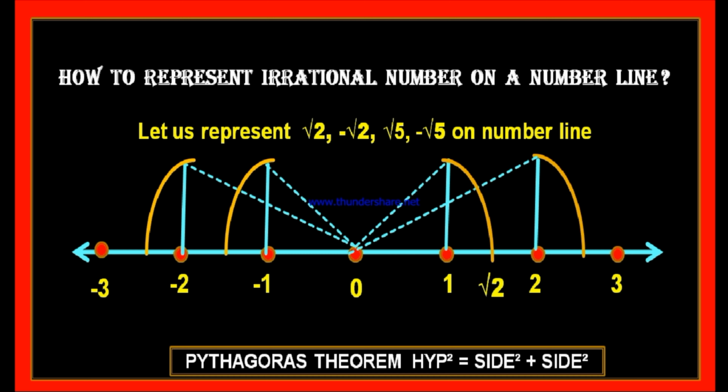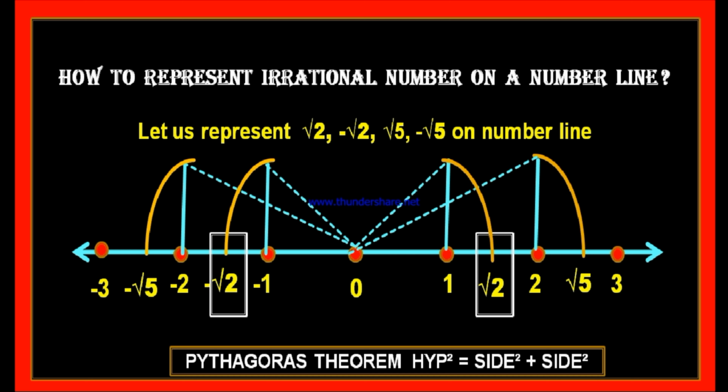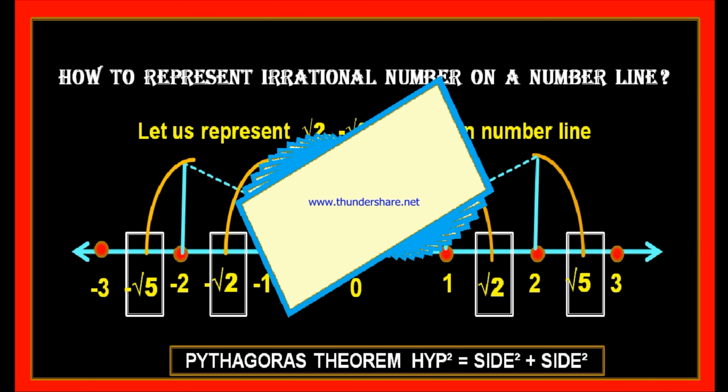Is it clear now? This is plus root 2 and this value is minus root 2. Later, this point is plus root 5 and on the other side, this point is minus root 5. Plus root 2 and minus root 2, plus root 5 and minus root 5, so that we located the given irrational numbers like root 2, minus root 2, plus root 5 and minus root 5 on the number line, using Pythagoras theorem.